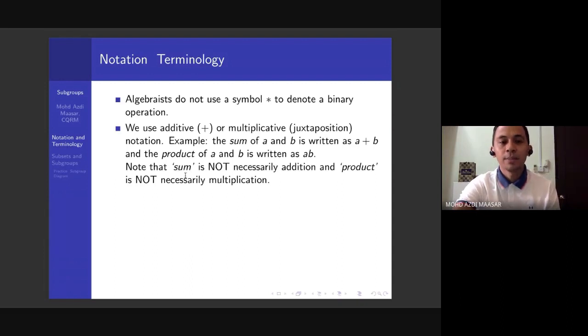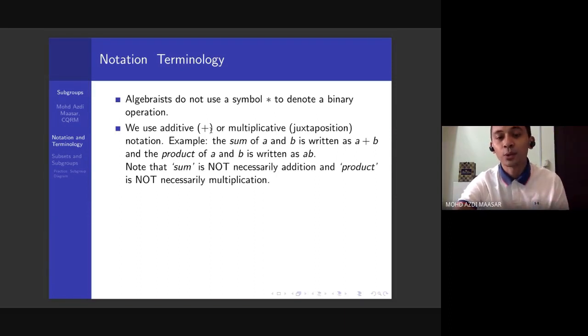Please note that the sum here does not necessarily mean the usual addition, and also the product here is not necessarily the usual multiplication. Because what we have here, we call notation, as notation only. Of course, if we work in a set of numbers, we know that addition is the usual addition and multiplication is the usual multiplication. That is, if we work in the usual sets of numbers, integers, real numbers, rational numbers, and so on.